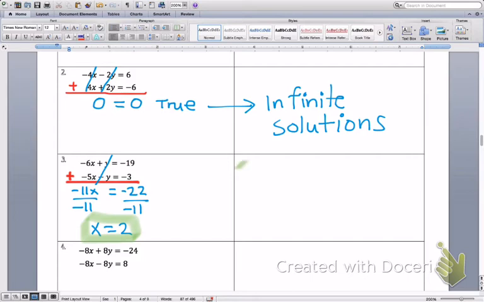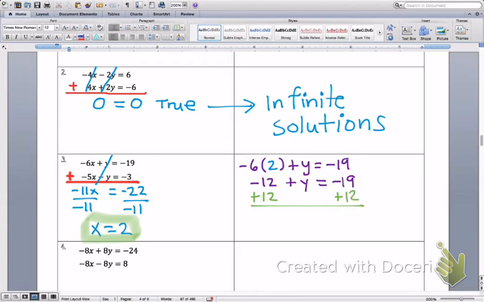So we have negative 6x. Let's try a different color. So negative 6, and I'm going to replace the x, not the y, plus y equals negative 19. Substitute the 2 in here. And from this step on is just solving for y. So negative 6 and 2 is negative 12 plus y equal to negative 19. And then add 12 to both sides to get the x by itself. I'm sorry, the y by itself. And y is left alone now that the 12s cancel. We're left with y equal to negative 7.